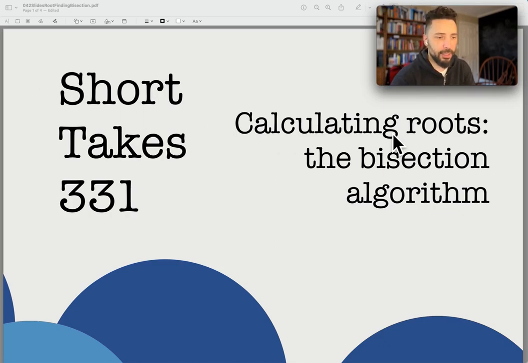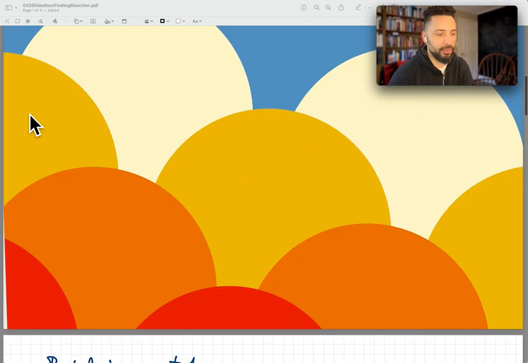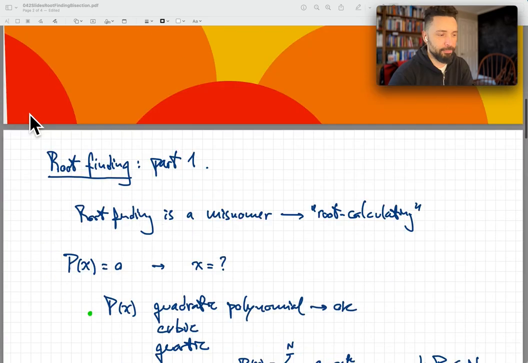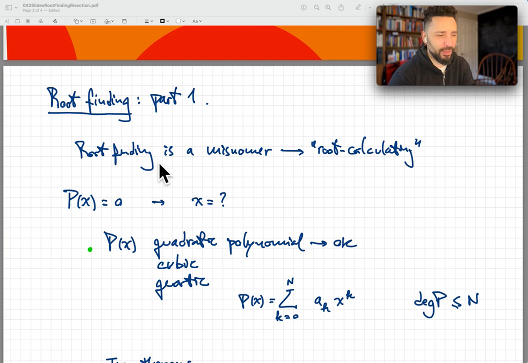Today we're going to talk about calculating roots, the bisection algorithm. So this is our first episode on root finding. We're going to have multiple parts on this. And actually root finding, I like to say it's a misnomer. What we're really doing is root calculating.